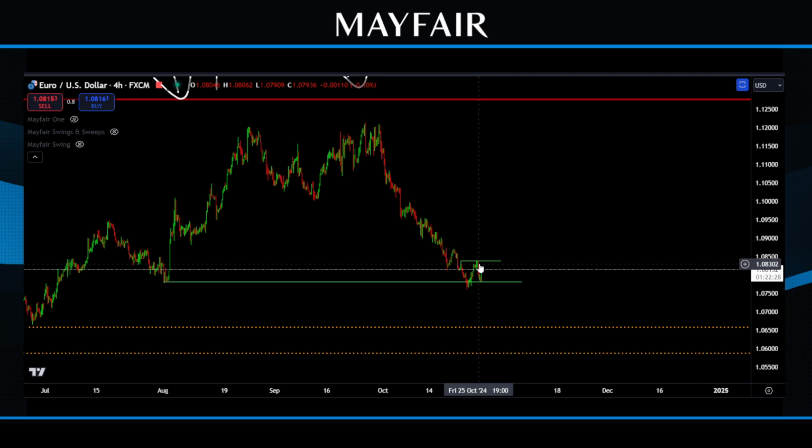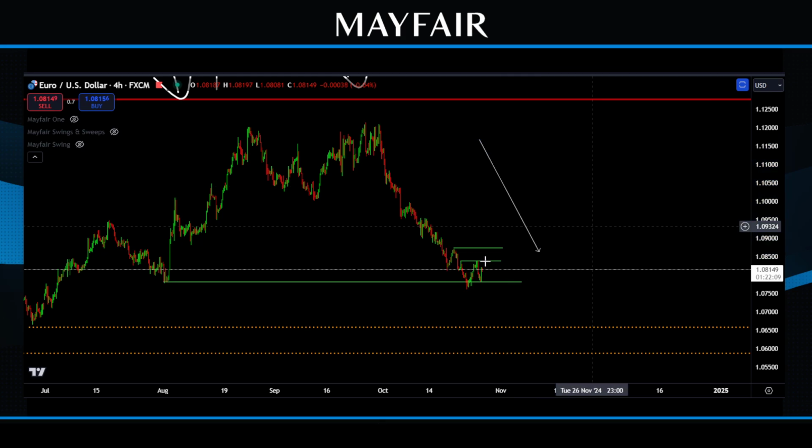We've come up and we've swept just above. We got another major one here. I probably prefer this one a bit more than the lower one, personally, just personal preference. Now, given that we've swept this, my overall bias is still pretty much down.